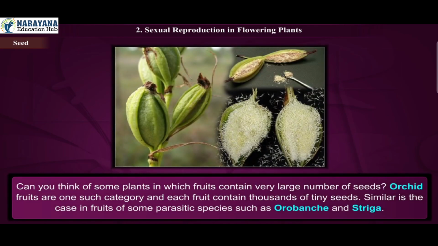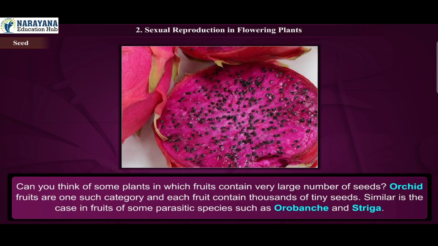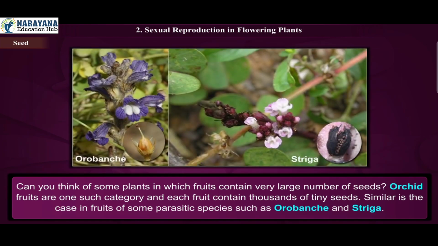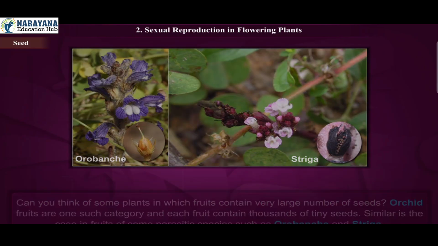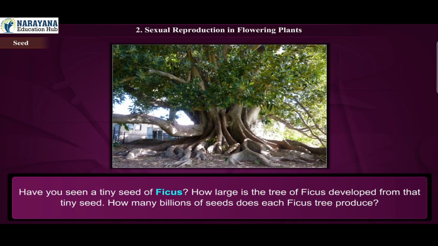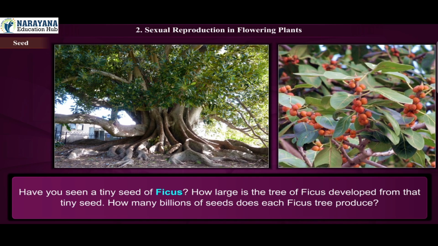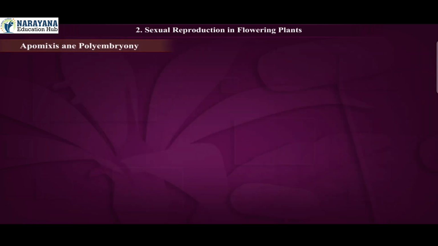Can you think of some plants in which fruits contain very large number of seeds? Orchid fruits are one such category, and each fruit contains thousands of tiny seeds. Similar is the case in fruits of some parasitic species such as orobanche and striga. Have you seen a tiny seed of ficus? How large is the tree of ficus developed from that tiny seed? How many billions of seeds does each ficus tree produce?